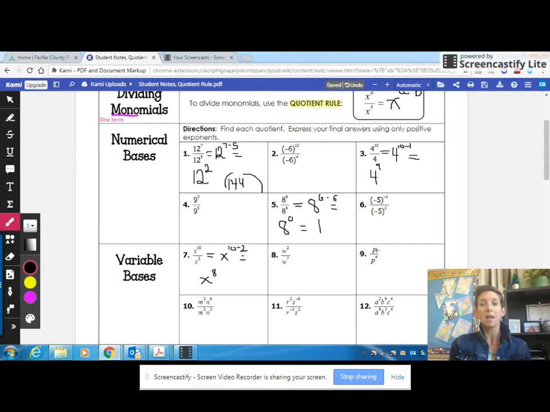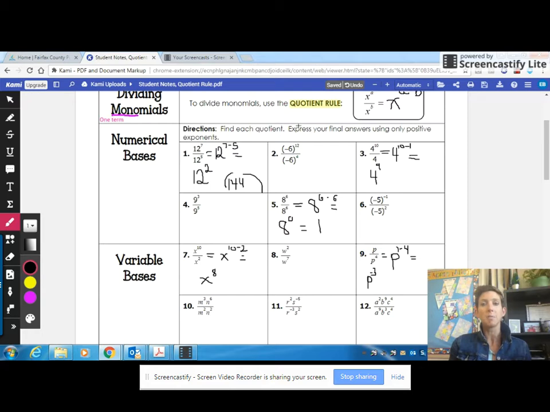So here we have p, but again, we don't see an exponent there. Just because you don't see it doesn't mean it's there. Assume that the exponent is 1. So we would write p to the 1 minus 4, which would be equal to p to the negative 3, because that's what 1 minus 4 equals.